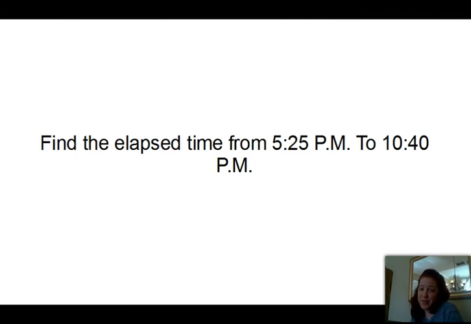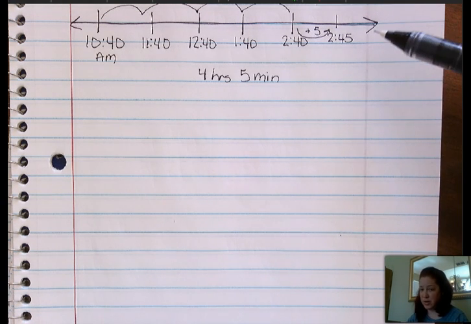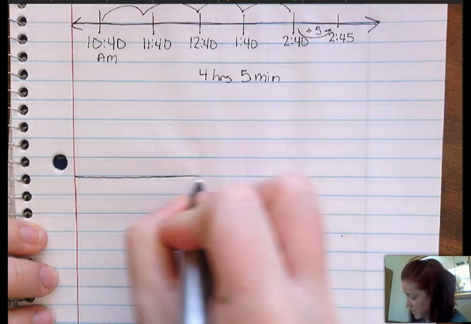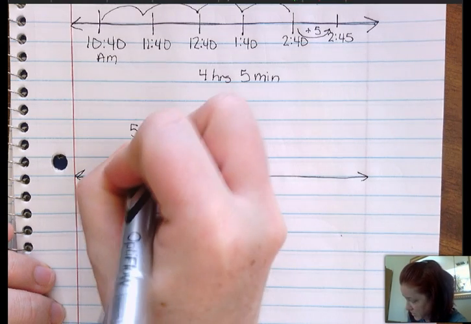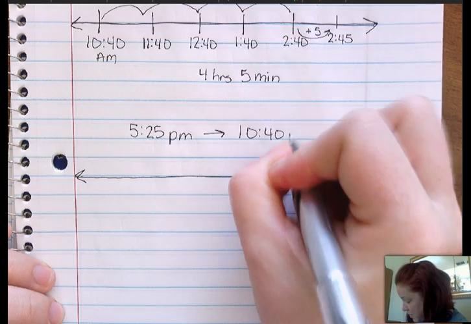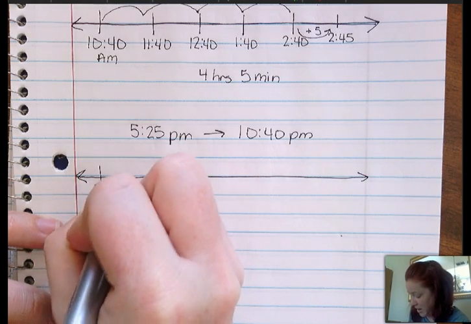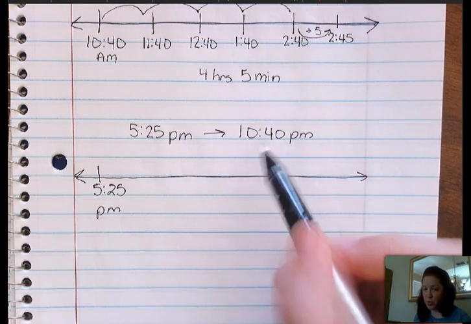Let's try to do one more. Find the elapsed time from 5:25 p.m. to 10:40 p.m. So here's our last one at the top. We're going to try to continue and make another copy just like this one down here. Alright, so we're going to make another timeline, number line. Start with our beginning. We're finding the elapsed time from 5:25 p.m. to 10:40 p.m. So our beginning time is 5:25. Let's put that here. Now our first step is to count by hours until we can't count anymore without going over.